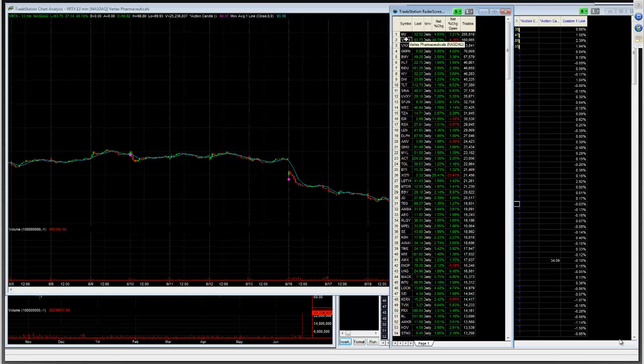Another question, why the 13-minute chart? I like 13-minute charts because there are 30 13-minute bars in a day. It's a nice round number, and it puts me a little bit ahead of most people because most people are using 15-minute charts when they're swing trading. So I like that interval a little bit better.